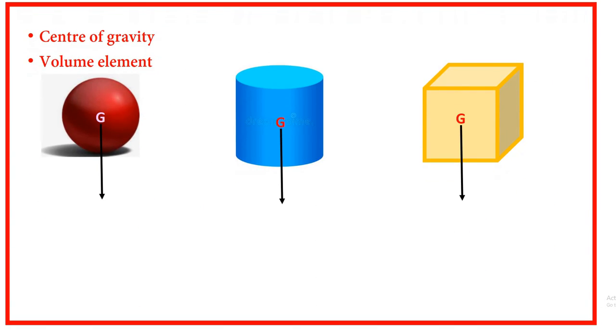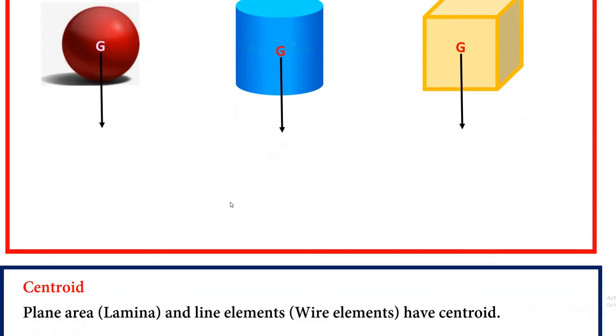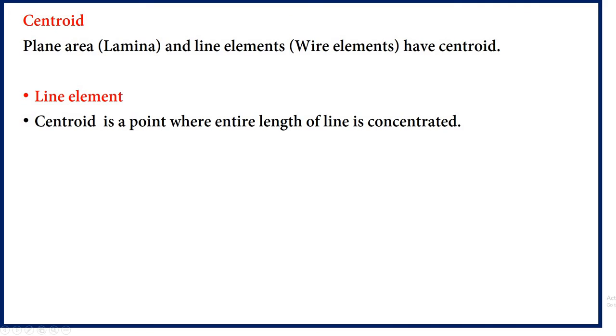Now the center of gravity of a volume element. The center of gravity of a volume element lies where the entire mass of this volume element is assumed to be concentrated, right? So this is the CG of a sphere, this one is the CG of a cylinder, and this one is the CG of a box, right? Now the term centroid is used for area as well as line elements.